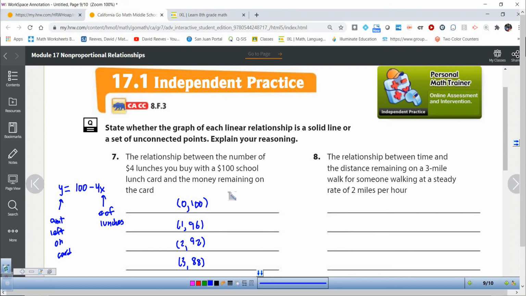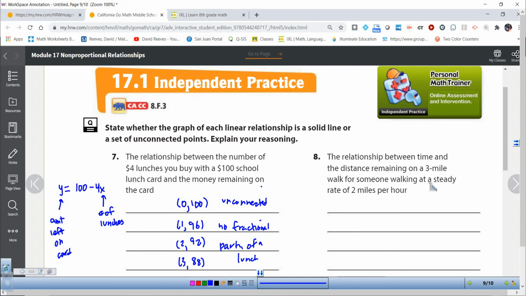And if we were to graph that, we would have some points going down, but we shouldn't connect them. The reason why we shouldn't connect them is because you're not going to buy part of a lunch. You're not going to buy a fractional part of a lunch. So state whether it should be solid or unconnected. This one should be unconnected. And the reason why is no fractional parts of a lunch.